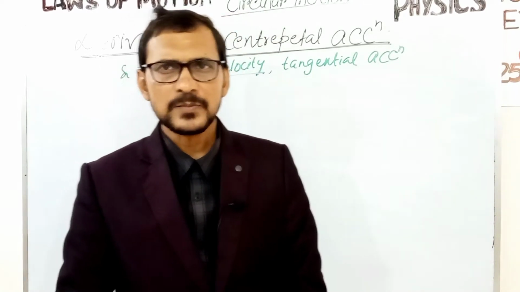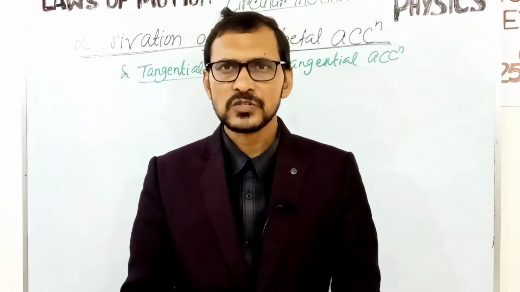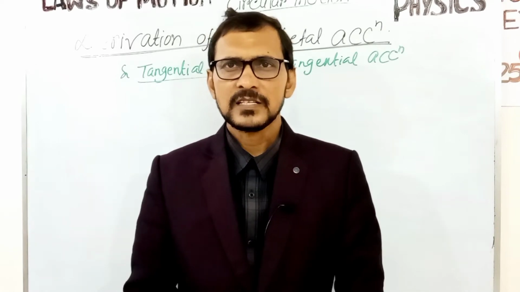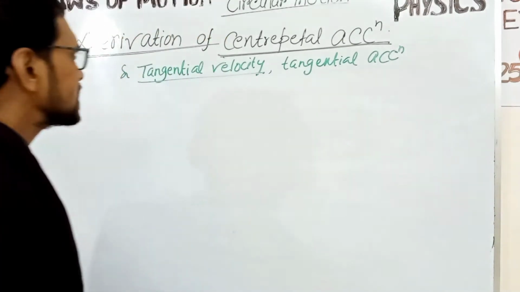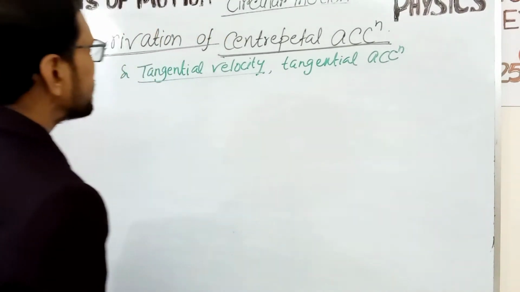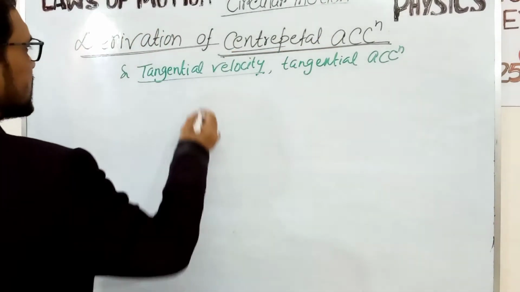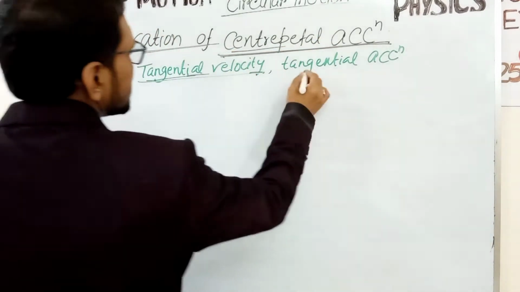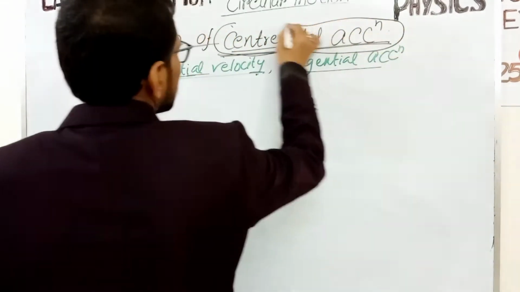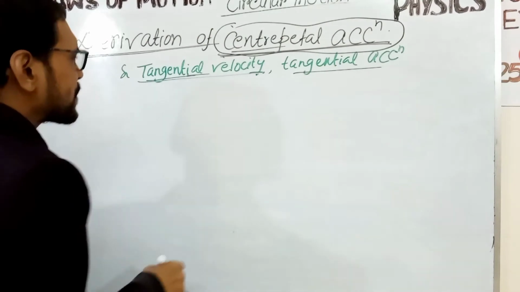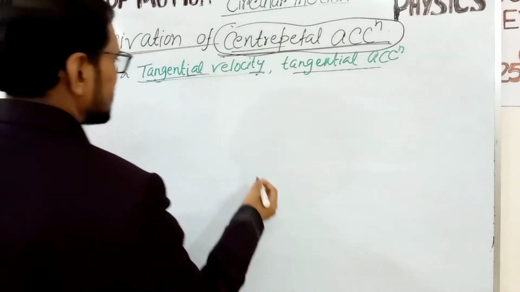This derivation is very important and I will teach the three important methods to derive the centripetal acceleration. This derivation generally comes in the class 11 school exam. So these are very important derivations: centripetal acceleration, tangential velocity, tangential acceleration. Centripetal acceleration is the main one. First we learn what centripetal acceleration is.